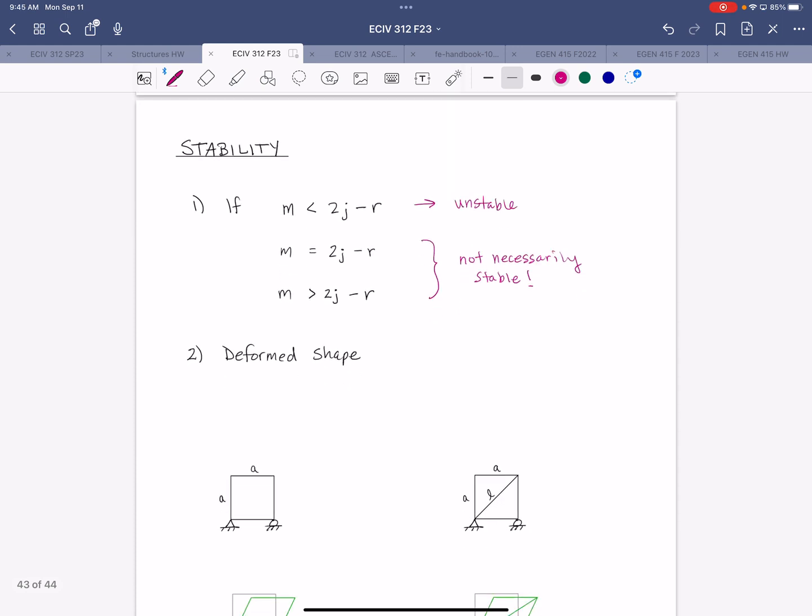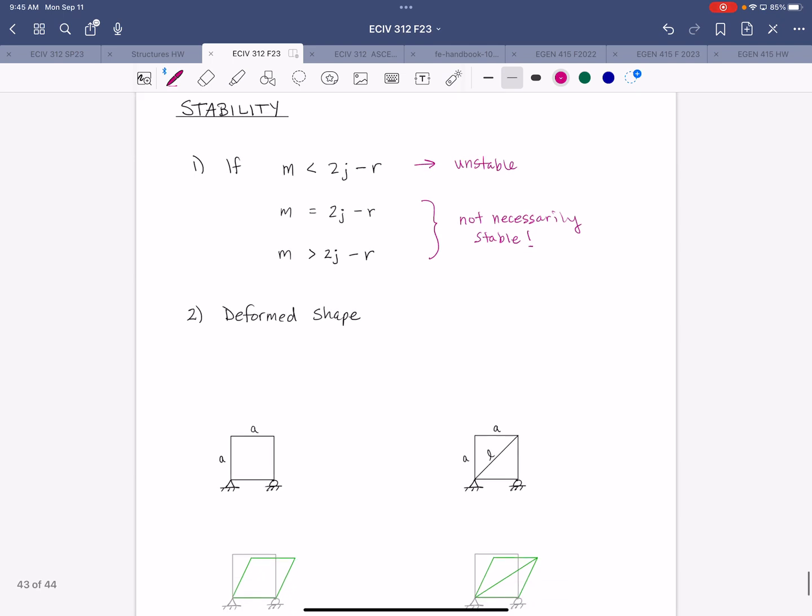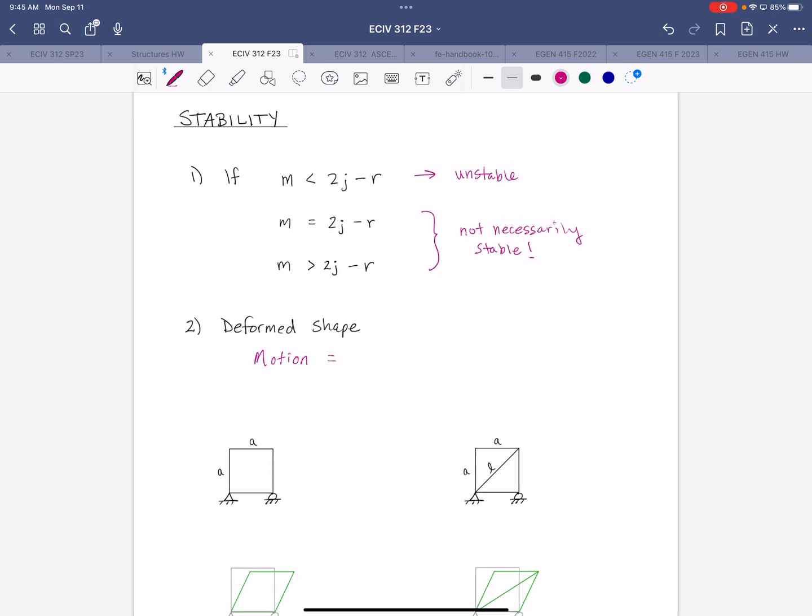So another way to evaluate stability is by imagining the deformed shape. And this is more of an intuitive assessment. As we've mentioned before, if a structure can experience motion without deformation, that is what we call rigid body motion, and that is the sign of an unstable structure. Rigid body motion is what you dealt with in ENGN 202 dynamics. We saw that all the time. But now in structures where the sum of forces is equal to 0 instead of ma, that rigid body motion should not exist.